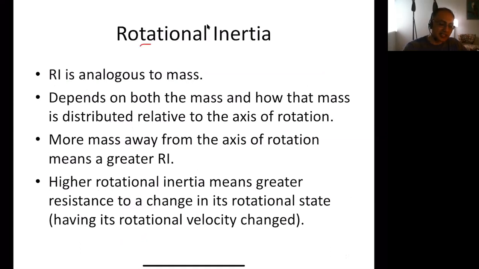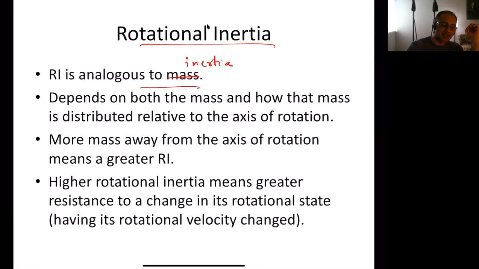Now, rotational inertia is analogous to mass. Actually, I should say it is analogous to the inertia that we studied in chapter 4. But there is one difference between rotational inertia and inertia. The inertia that we studied in chapter 4 depended only on the mass. So more mass means more inertia.